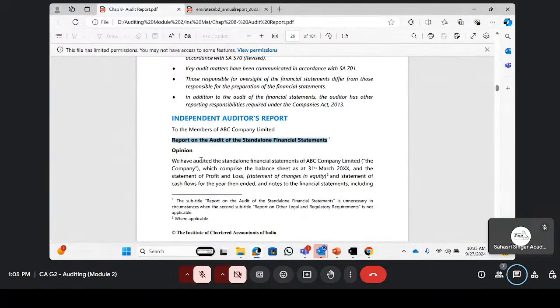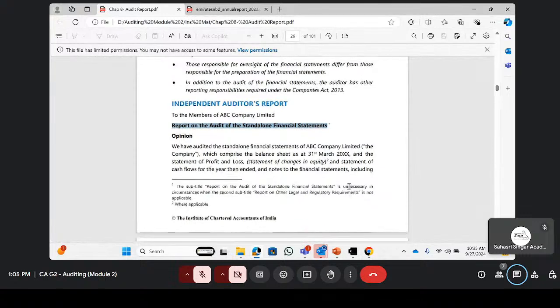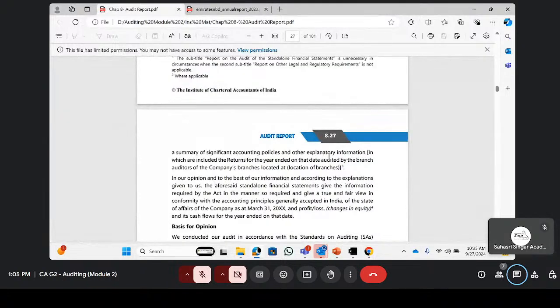Okay. Now coming back to the first paragraph, opinion: we have audited the standalone financial statements of ABC, which comprise the balance sheet, P&L, changes in equity, the cash flow, and notes on accounts of the financial statements. Whereas in IFRS you have one more extra line called comprehensive income, which is called OCI. That is applicable for IFRS. But here we don't prepare any OCI. But if any company prepares under Ind AS, they have to comply with it. Okay. So this includes the summary of significant accounting policies, notes on accounts, paragraph-wise, and other explanatory information, which are included in the returns for the year-end audit, with the branch auditors of the company.